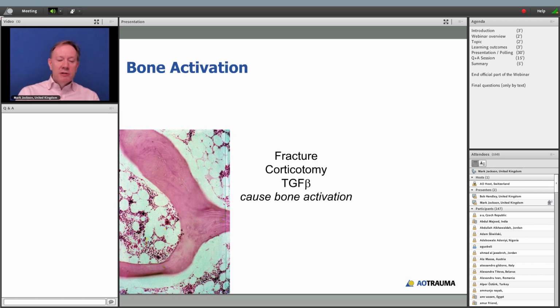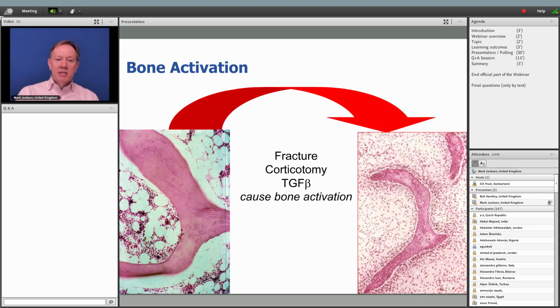And bone activation: on the left-hand side, we can see a slide of a bone section, a normal bit, which is not activated, but by the process of either fracture or surgical corticotomy or by application of transforming growth factors, we see activation, and we can see on the slide on the right side that there has been proliferation and intensification of the function of osteoblasts forming bone by that process.